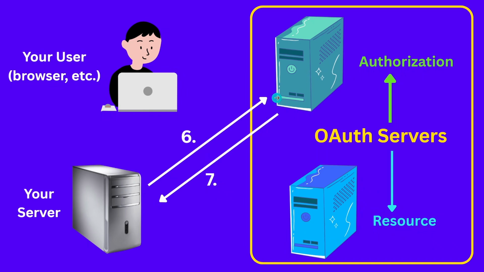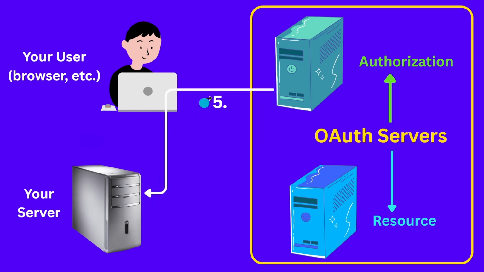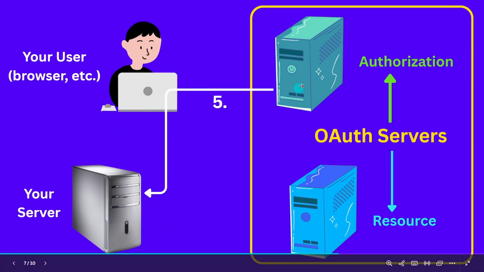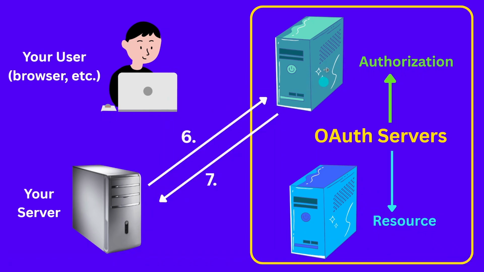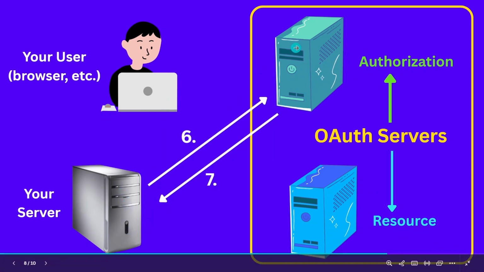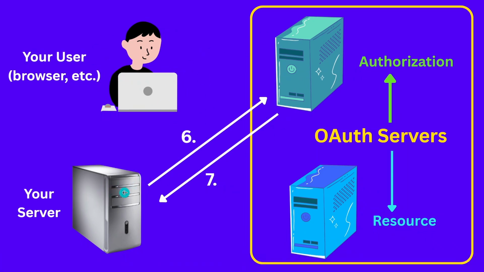But at this stage the user is no longer in the loop. After getting the authorization code at this point, our server is going to make a secret connection to the authorization server. It's going to be sending a secret request from server to server. So that is going to exclude the user from the loop. Our server now is going to be presenting that authorization code to the authorization server.